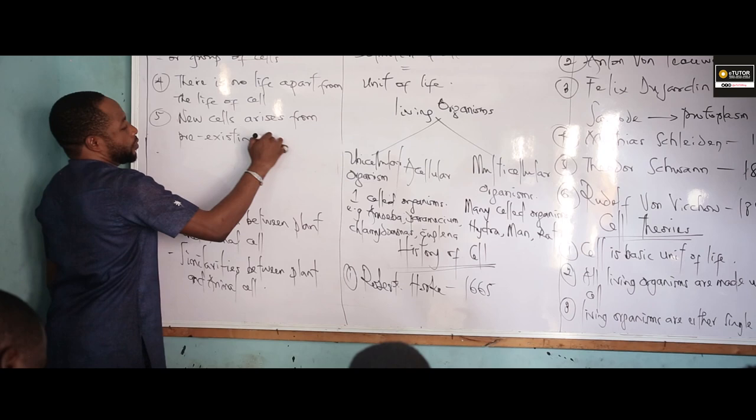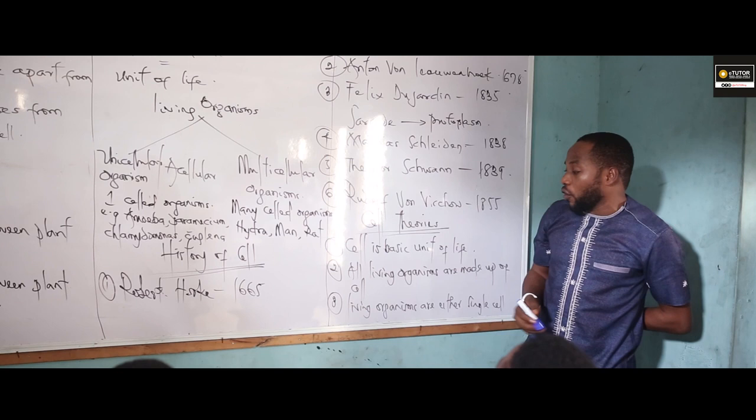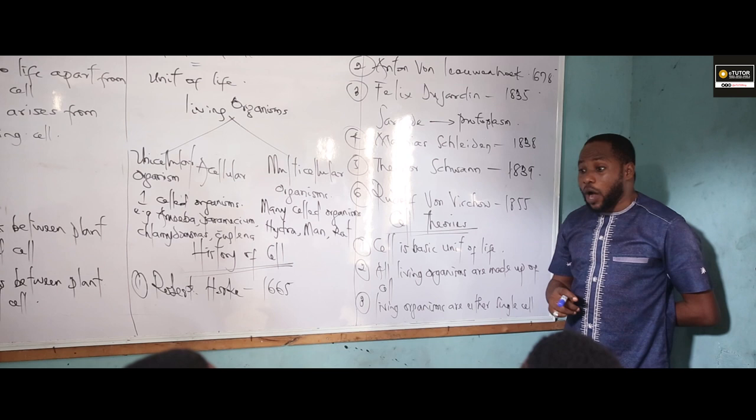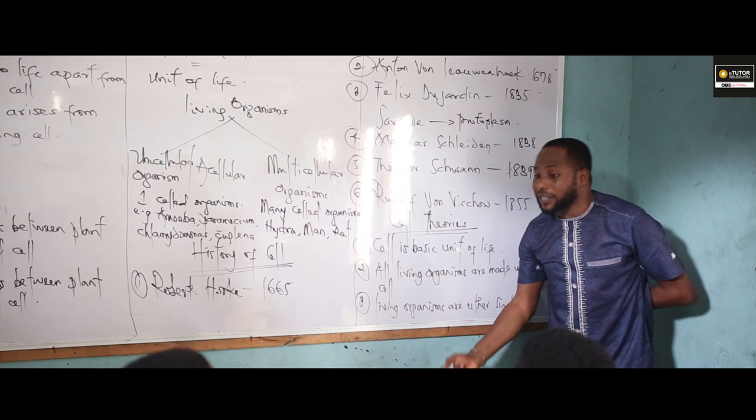Now, the first one is what? A cell is a basic unit of life. It means that living organisms generally cannot survive without a cell. Do you understand that? The second one, all living organisms are made up of cells. We've talked about that here. Are you getting me now?